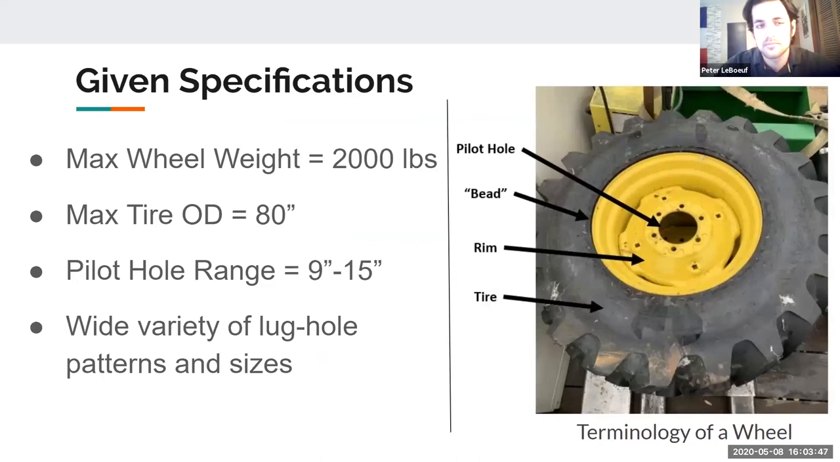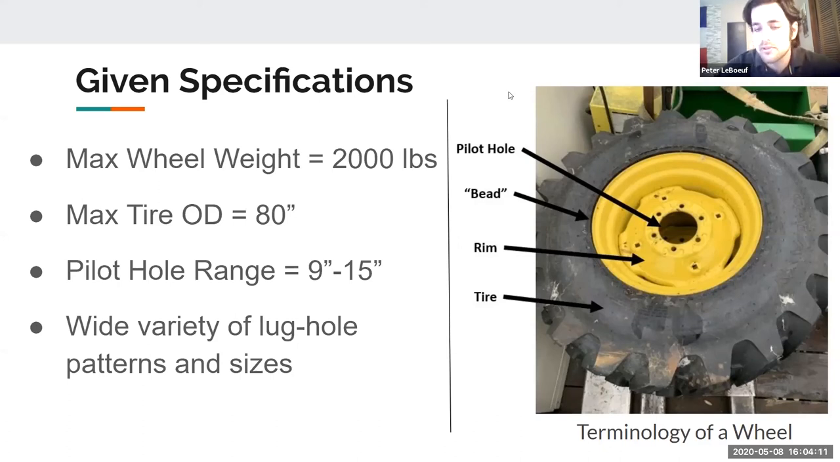We started out with a rather open-ended project from the get-go, but there were some given specifications. The max wheel weight was 2,000 pounds. The max tire OD was 80 inches, and the pilot hole sizes ranged from 9 to 15 inches. And you can see on the right here, we have these call-outs next to a skidder tire.